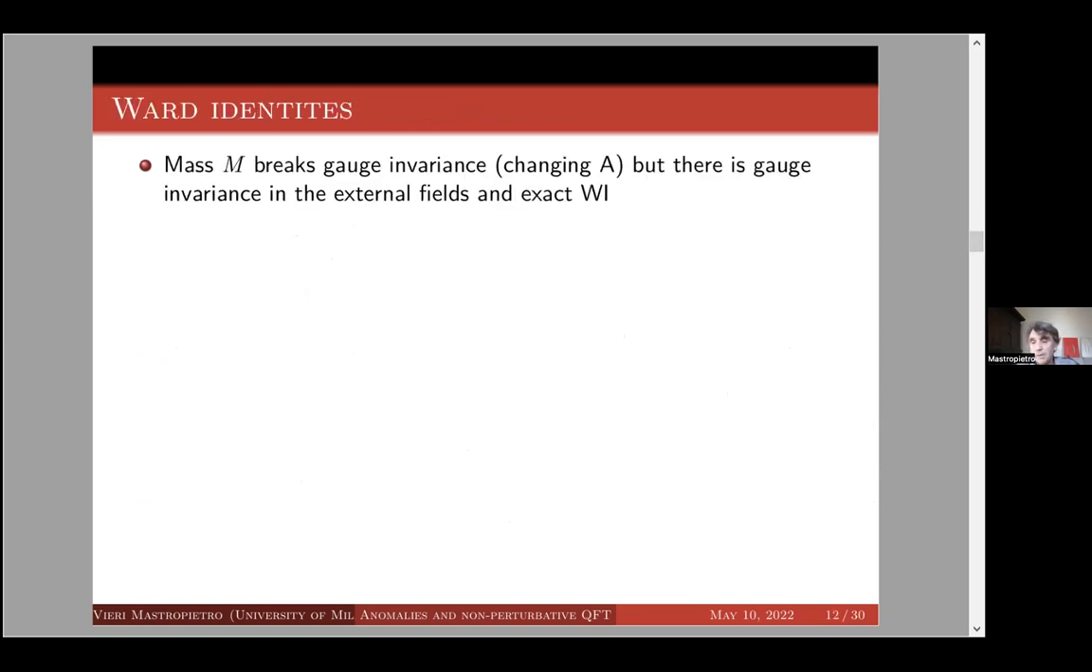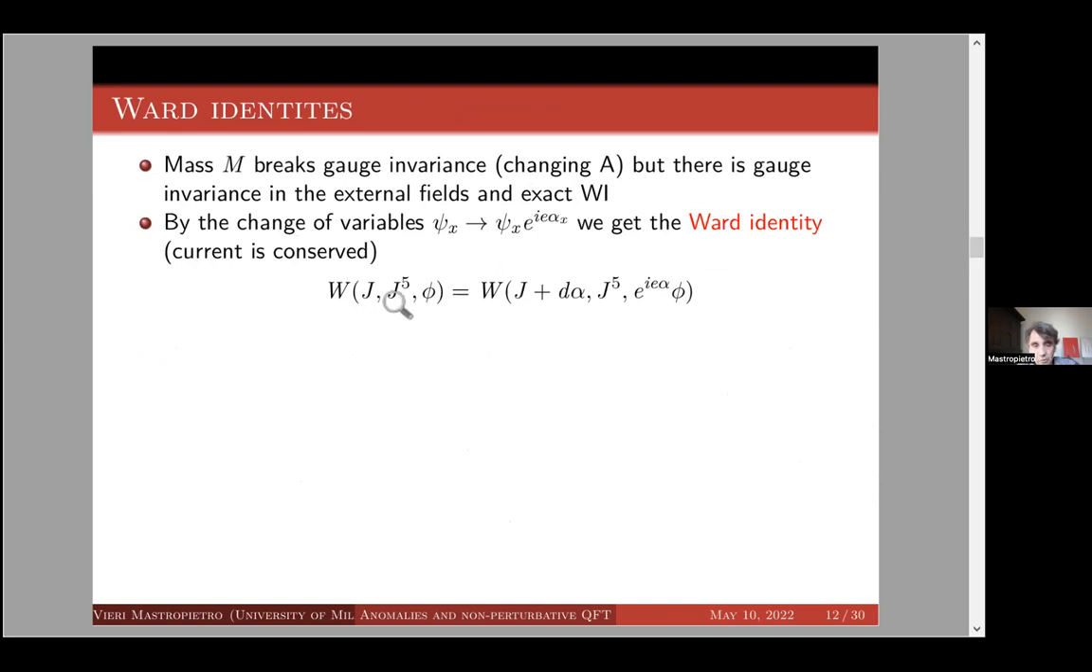So in particular, I have this identity. If J and J5 are the external fields, I can change the J without changing the A. I simply make a change of variables in the psi without changing the A. So I get Ward identities for the external fields. It's something obvious from this definition, but it's important to stress because it's a source of confusion. You can have Ward identities even if you have a mass for the photon field, okay? In fact, it is simply conservation of current. Of course, you don't have the conservation of the J5, in contrast to the formal case.